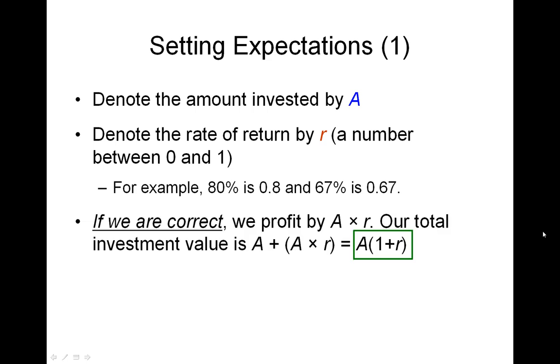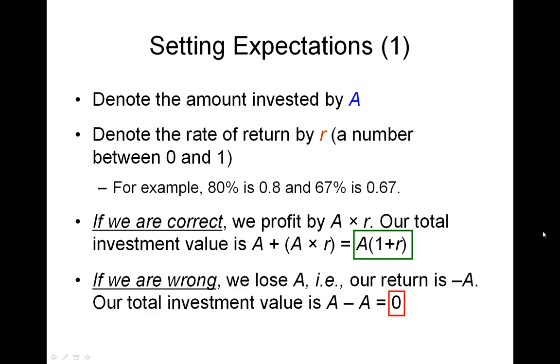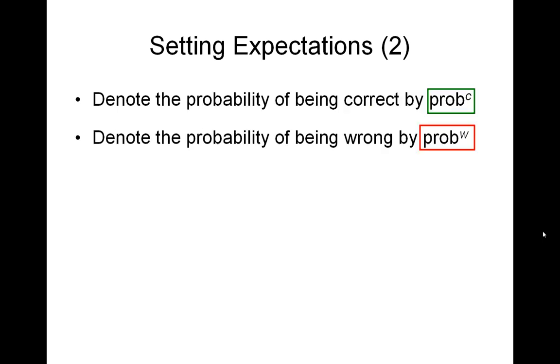If we're correct, we profit by the initial amount we invest times the rate of return, and our total investment amount after the binary option trading is done is our initial investment plus the amount we profited, which is A times 1 plus R, given by the total amount in the green rectangle. But if we're wrong, we lose all of our investment. That is to say, our return is negative A, we lose all of it, and our total investment value is 0, the amount in the red rectangle.